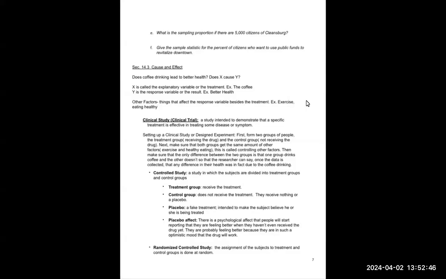All right, class, this is finally 14.3. This is an exciting section that I think you're going to find really helpful and valuable to learn. So it is about causes and effects.